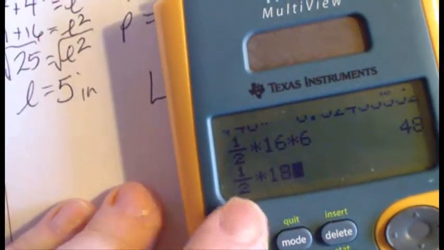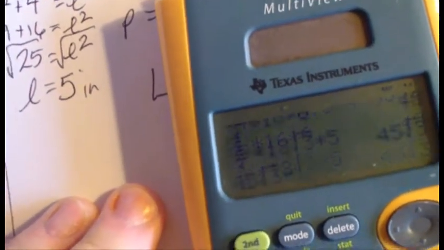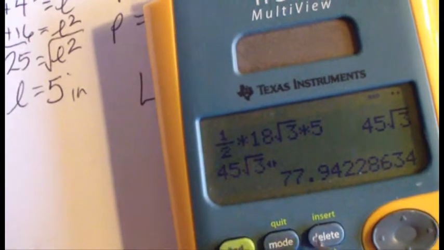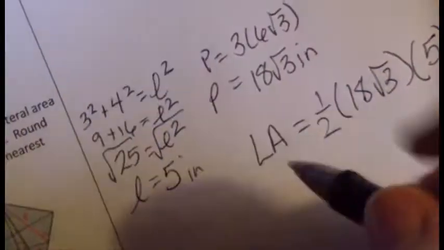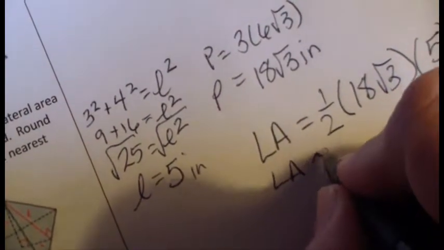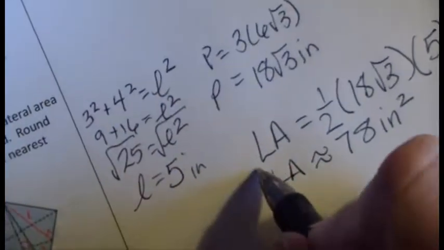1/2 times 18 square root 3 times 5. And rounded to the nearest whole number would be 78. So our lateral area is approximately 78 inches squared.